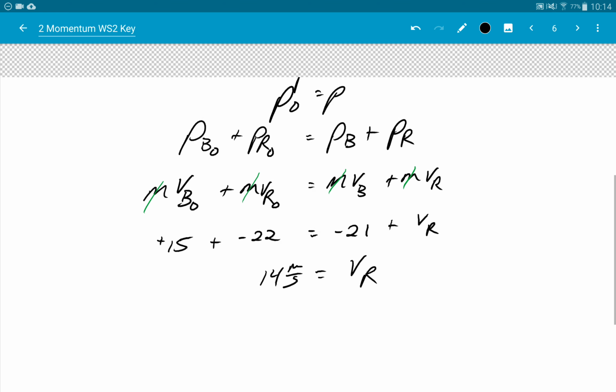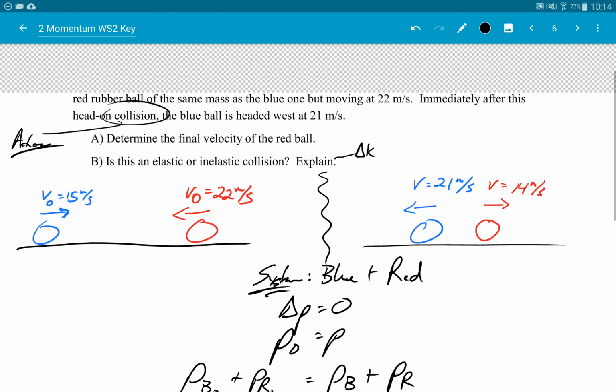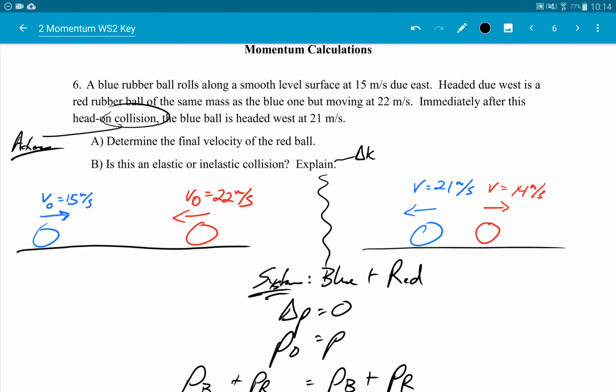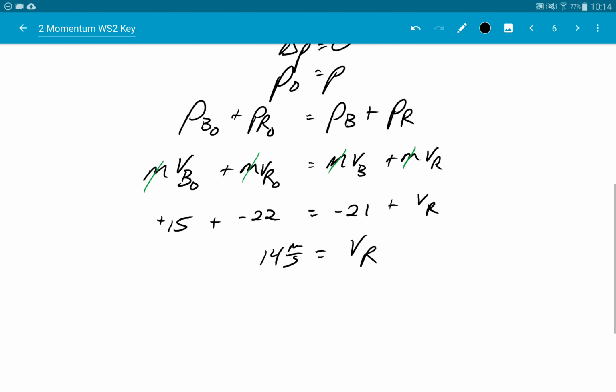Okay, cool. Great. That was it. Well, not too bad. It makes it a lot easier when the masses are all the same, so they can just drop out like that. Okay, so we've got the final velocity of the red ball. That's nice. Is this an elastic or inelastic collision? Explain. So let's look at the change in kinetic energy.